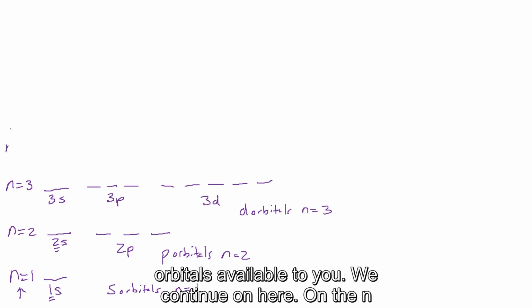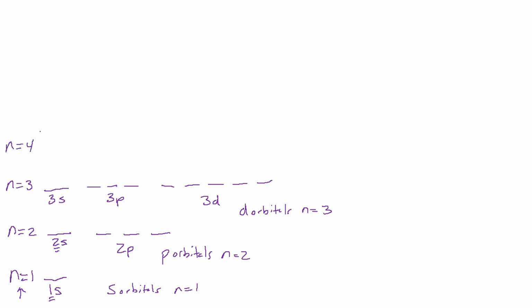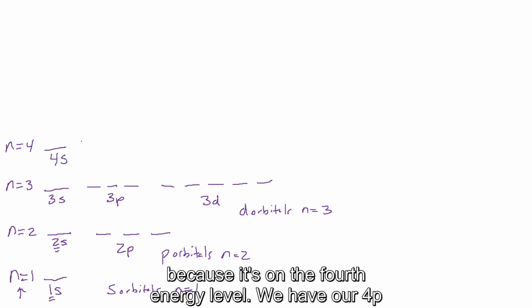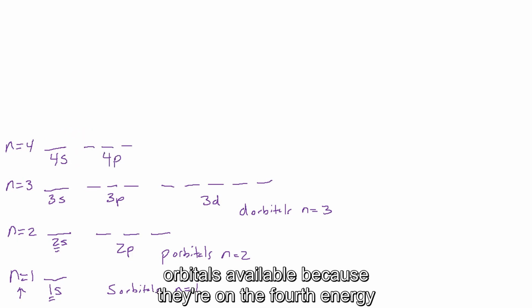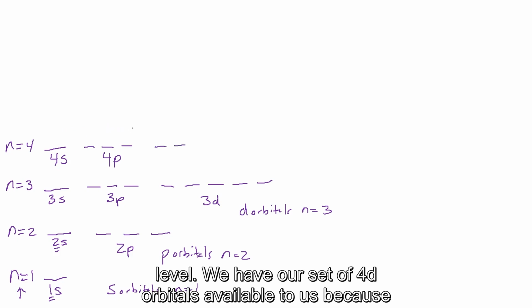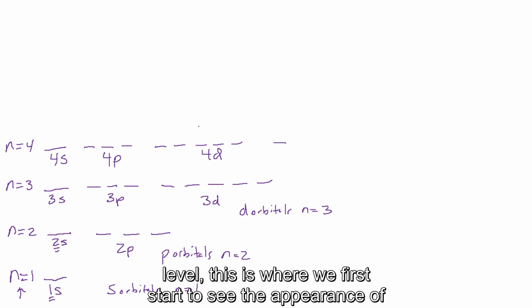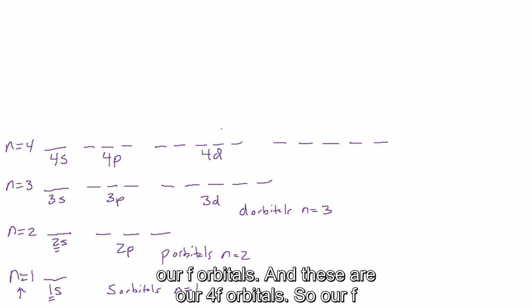If we continue on here to n equals 4, we have, again, our s orbital still present, now a 4s orbital because it's on the 4th energy level. We have our 4p orbitals available because they're on the 4th energy level. We have our set of 4d orbitals available to us because they're on the 4th energy level. And on this 4th energy level, this is where we first start to see the appearance of our f orbitals.